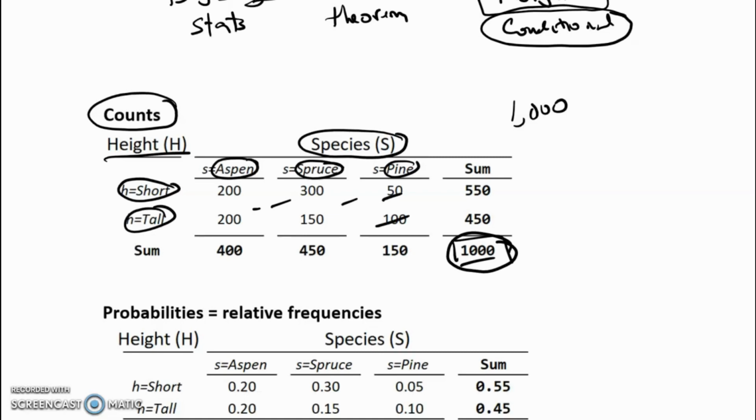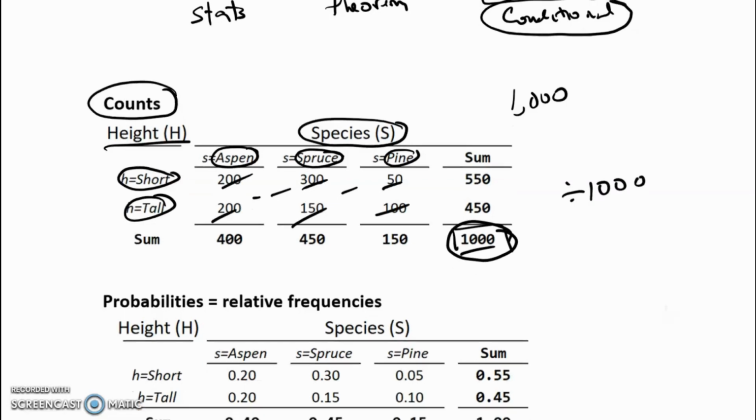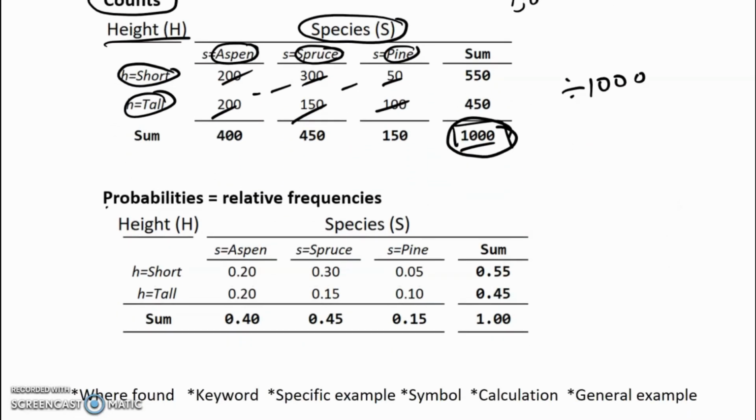If I divide each one of these numbers by 1,000, then what we arrive at are probabilities. Think about the frequentist concept of probability: it's the long-run relative frequency. So for example, this value 0.15 associated with tall spruce trees would be the probability that a randomly selected tree from this population would be a spruce tree that was tall.